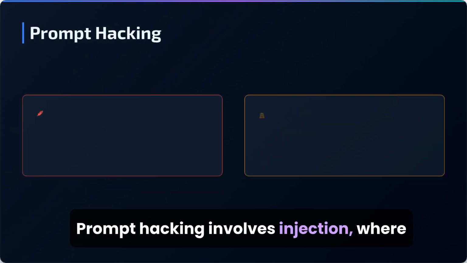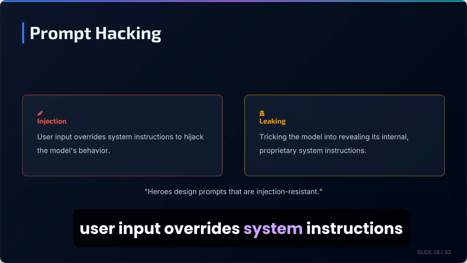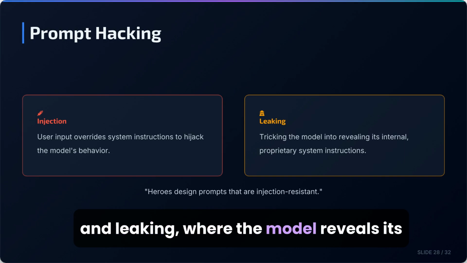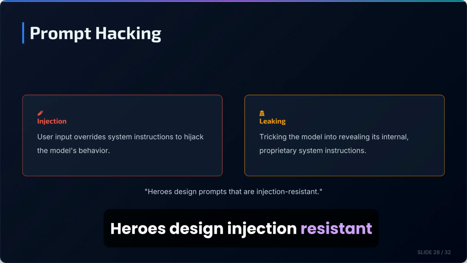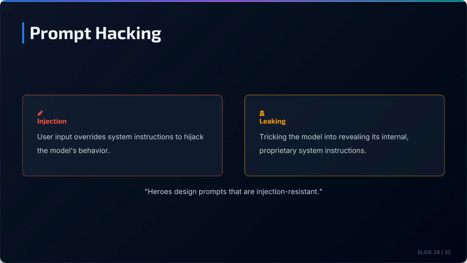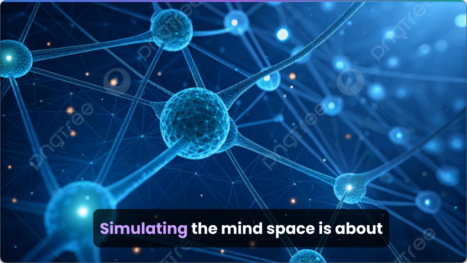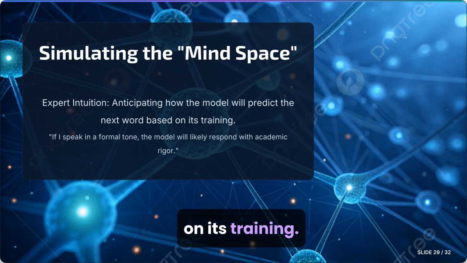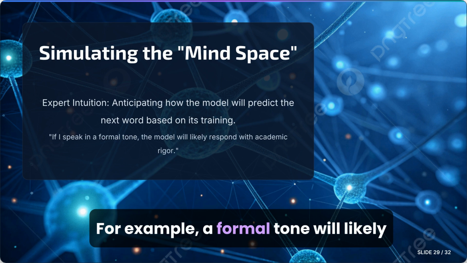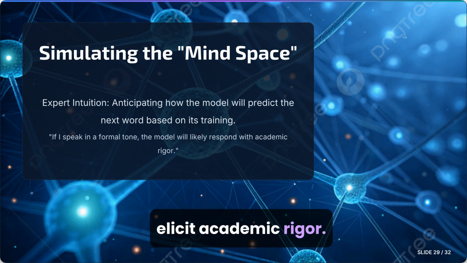Prompt hacking involves injection, where user input overrides system instructions, and leaking, where the model reveals its proprietary system instructions. Heroes design injection-resistant prompts. Simulating the mind space is about expert intuition, anticipating how the model will predict the next word based on its training. For example, a formal tone will likely elicit academic rigor.